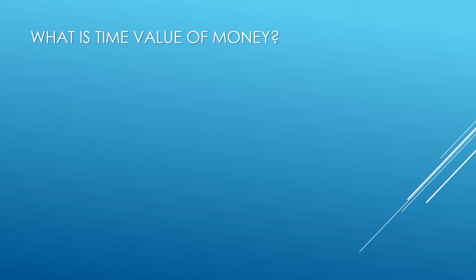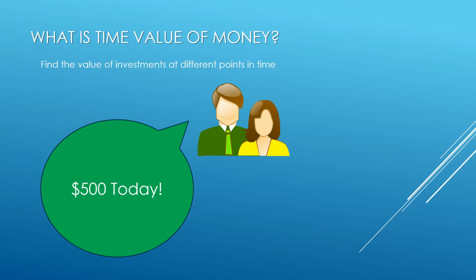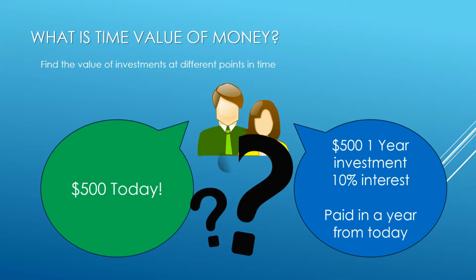So what is the time value of money? It allows us to understand the value of investments at different points in time. So suppose your parents owe you $500 and they say they're going to give you one of two choices for repayment. Either you can take the $500 today, or they can invest it for you for 1 year with a 10% interest on it, and then they pay you back the $500 including the interest earned. Financially speaking, which one is the better option? Which one should you choose?